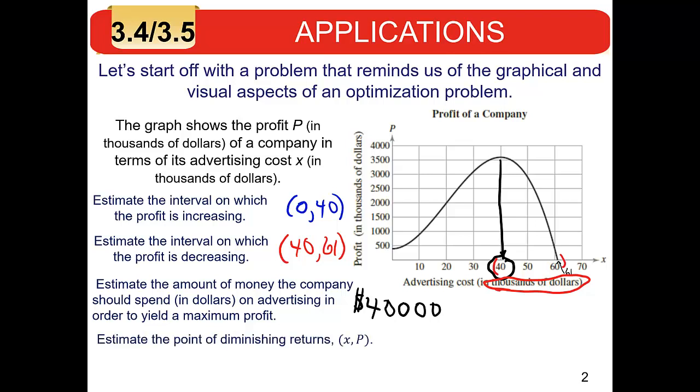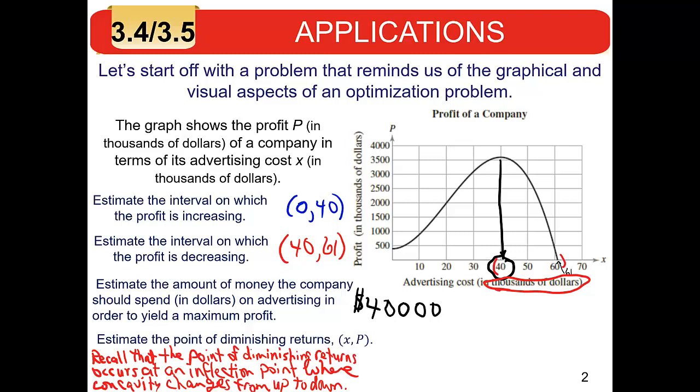And how about this one? Estimate the point of diminishing returns. If you'll recall, the point of diminishing returns occurs at an inflection point where the concavity changes from up to down. If you look at this graph, you can see that as you start out on the left, the concavity starts out being up. Remember, you think of up as holding water. And at some point, it starts spilling water. That's concave down. And that seems to happen right about there, which is the point (20, 2000). So that would be the point of diminishing returns.